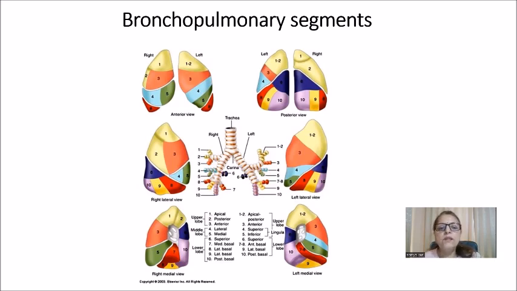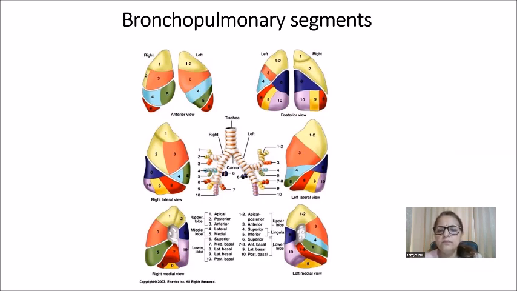As we all know, both lungs are divided into lobes. The right lung has 3 lobes, upper, middle, and lower, while the left lung has only 2 lobes. On the right side, the upper lobe has 3 segments: apical, posterior, and anterior. The middle lobe has 2 segments, medial and lateral, and the inferior lobe has 5 segments: superior, and then 4 basal segments, that is anterior basal, lateral basal, posterior basal, and medial basal. Medial basal is also called the cardiac segment.